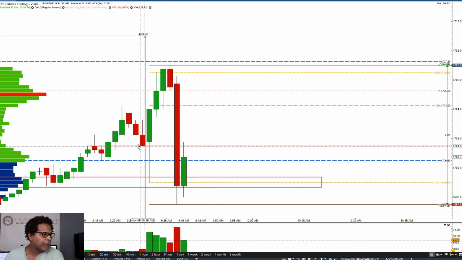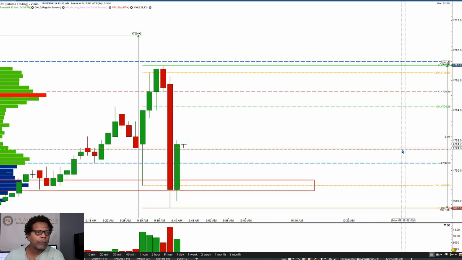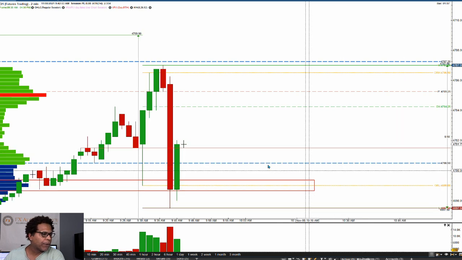So this level is a good level of support and resistance. We'll see what it does. So a new candle open.